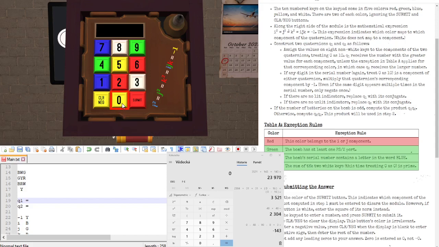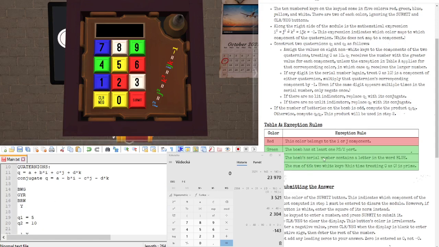So taking this as a 10, then 10 is greater than 5. So here we put the lower one, 5, and here the 10, because the yellow rule is true. Now, let's continue to the i part. Blue. For blue buttons, we have 7 and 1. Blue's exception is true as well, so the lower one goes here. So this is plus 1i, and the greater one goes here.